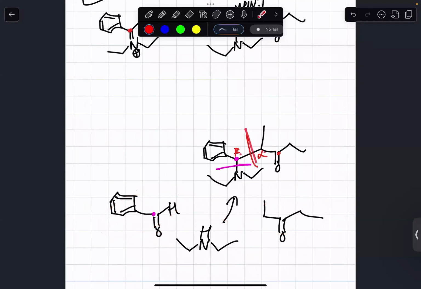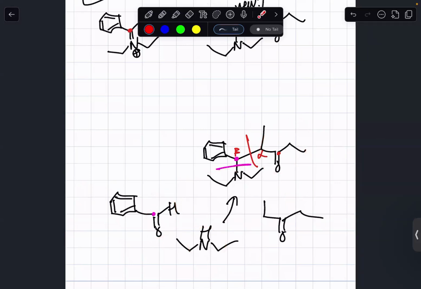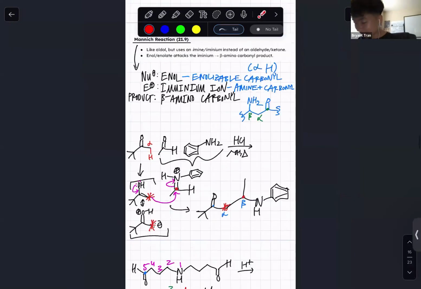Find the alpha and beta carbon, cut that. Alpha remains the same. Beta has the carbonyl. Cut the bond between the beta carbon and nitrogen. Get the amine, like that. Okay, so those are all the reactions for chapter 21.